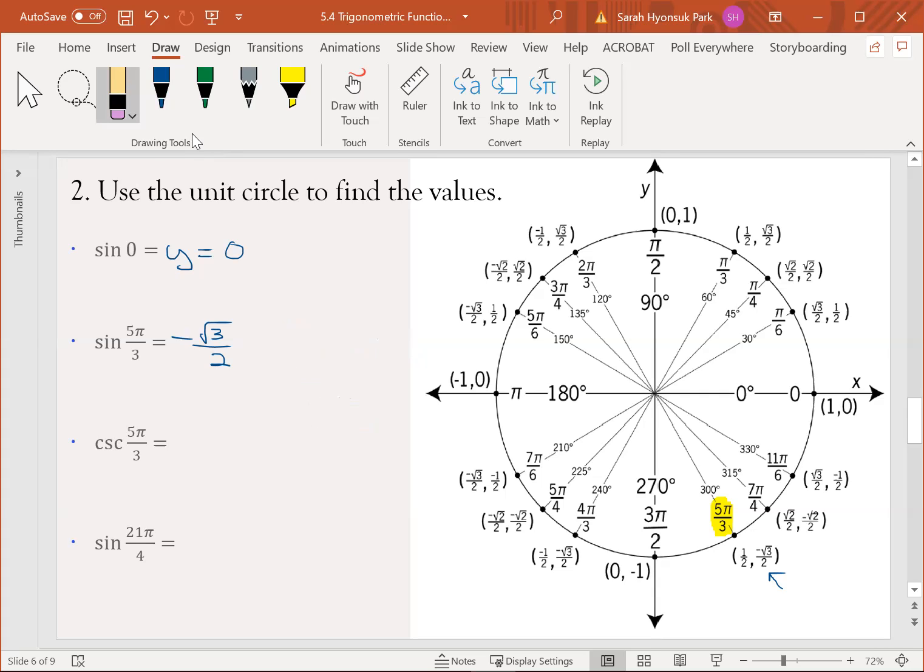Okay, let's look at cosecant. Remember, cosecant is 1 over y. So at 5 pi over 3, I'm going to take 1 and divide by the y value, -√3/2, which just means we take the bottom. 1 divided by that fraction is the reciprocal. So it's -2 over √3.